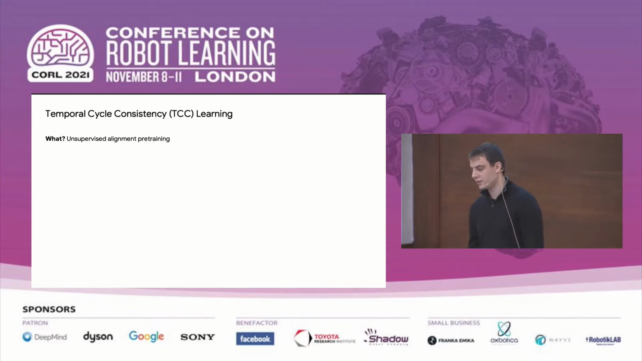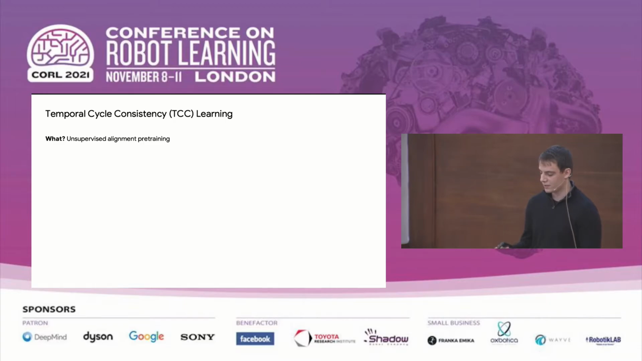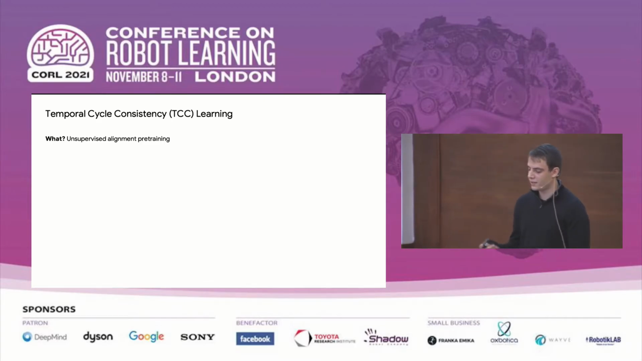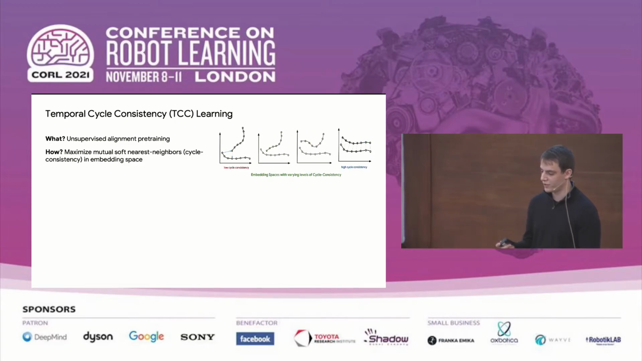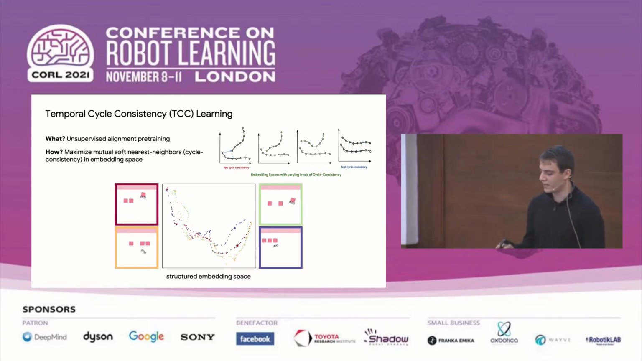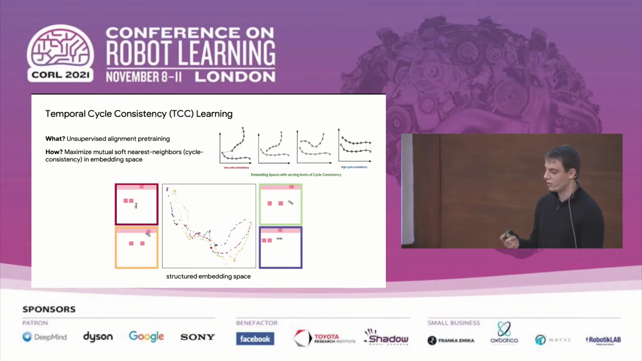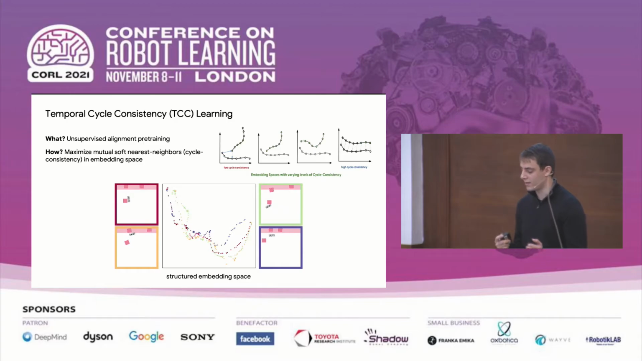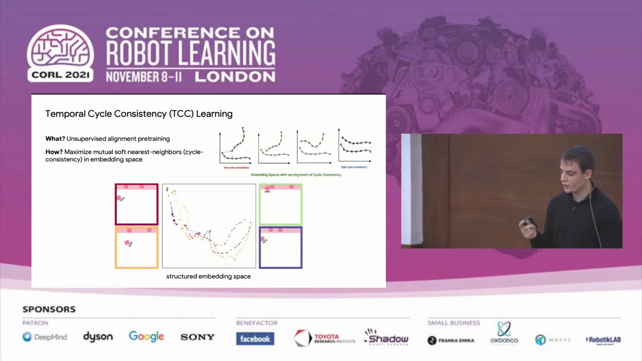So the way we encode this task progress in the feature embedding is we turn to a recently introduced self-supervised pre-training method called temporal cycle consistency, or TCC for short. And what TCC does is it learns to align videos of different agents performing a task to temporally align them. And it does this by maximizing mutual soft nearest neighbors in the embedding space. And the authors showed that when you perform this unsupervised video alignment pre-training objective, you learn a very nice structured embedding space where the trajectories overlap in this embedding space. And our intuition is that it should be possible to encode task progress in this embedding space.